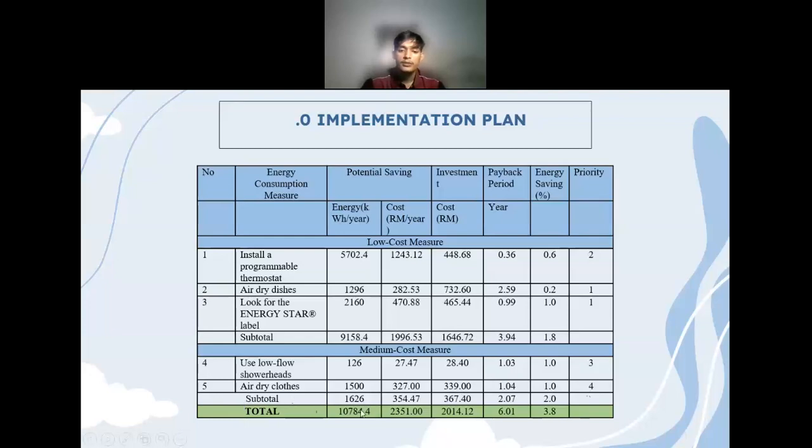So the subtotal is 1626 kilowatt per hour per year and the potential saving cost that can be saved is 354 ringgit and 47 cent and the investment cost only 367 and 40 cent and the payback period is 2.07 and the energy saving is 2.0%.